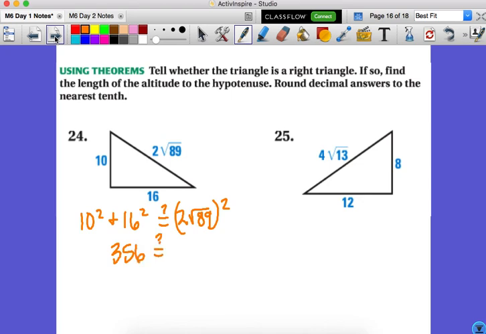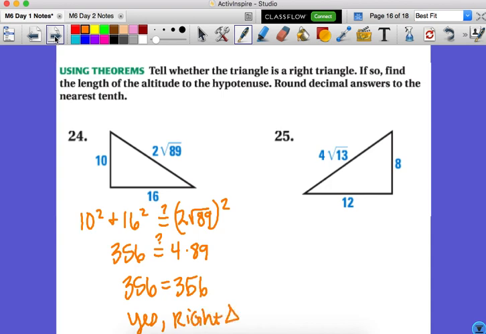The right side, however, be careful. You're squaring the 2 and you're squaring the square root of 89. So that 4 times 89 is 356. So since they're equal, we're going to say yes, this is a right triangle. Now for the purposes of what I would like for you guys to do, for right now, all we're going to do is determine if this is a right triangle or not.